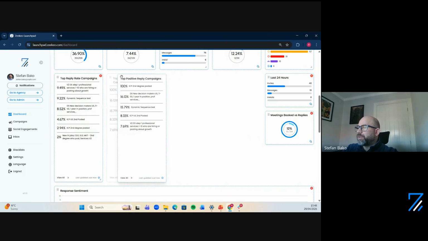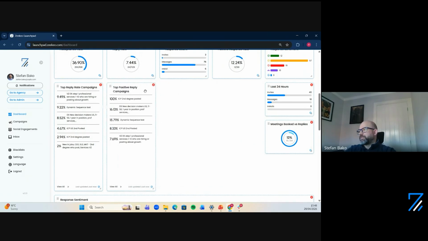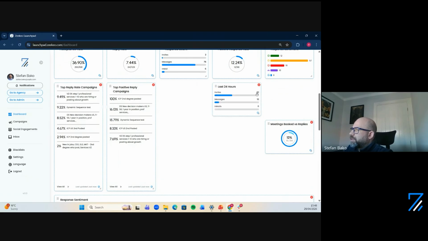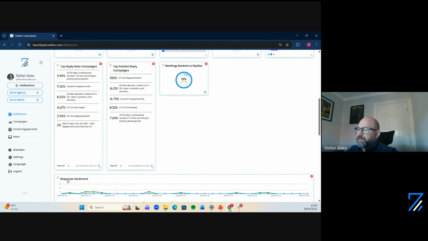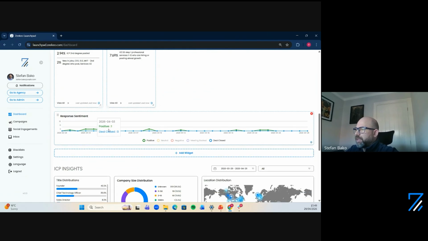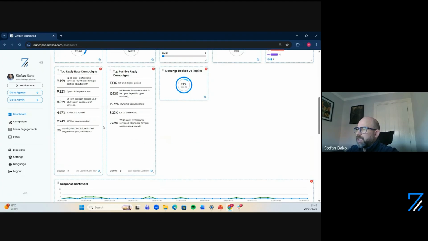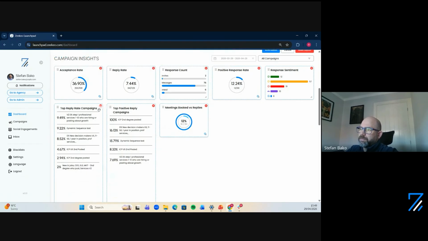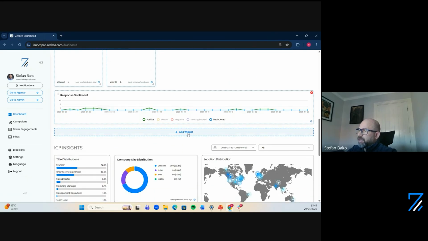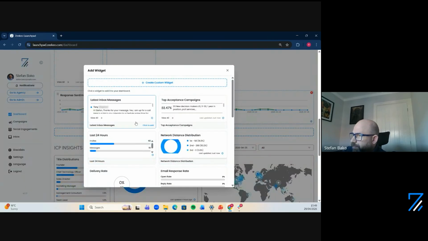And top, well, this is what I'm interested in, the top positive reply campaigns. I'm not interested in the last 24 hours and meetings booked. Yes, we can leave it here, but I'm mostly focusing on response sentiment. So how are my campaigns performing across a period of time? What is my positive response rate? What are my top positive reply campaigns? I can keep the top reply rate campaign as well. And then I can add more widgets.